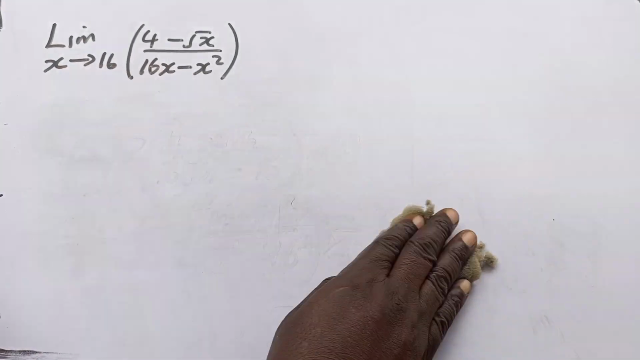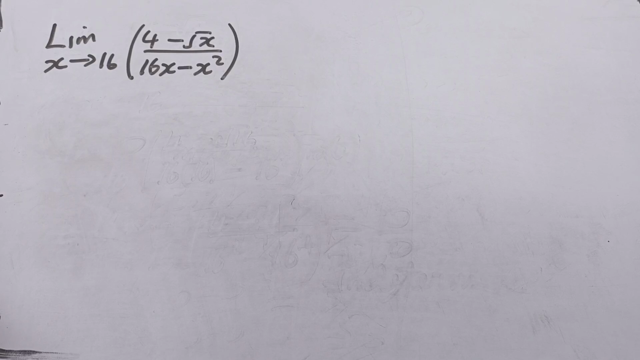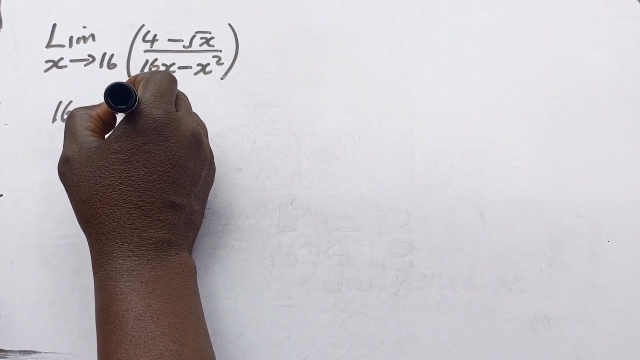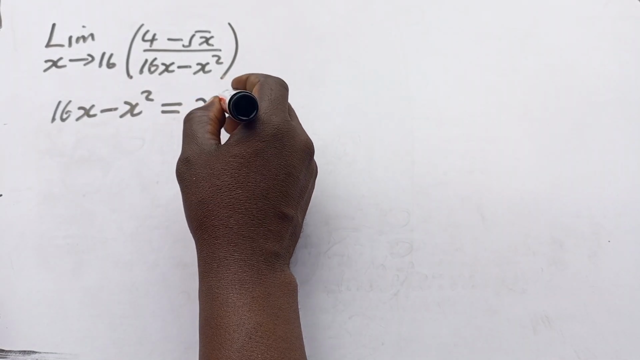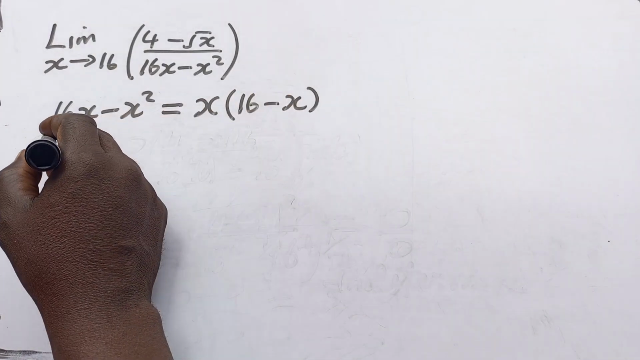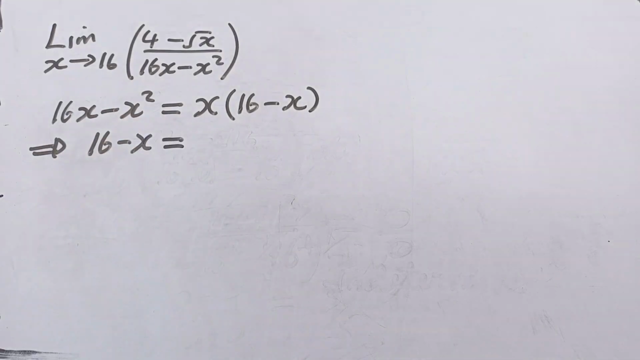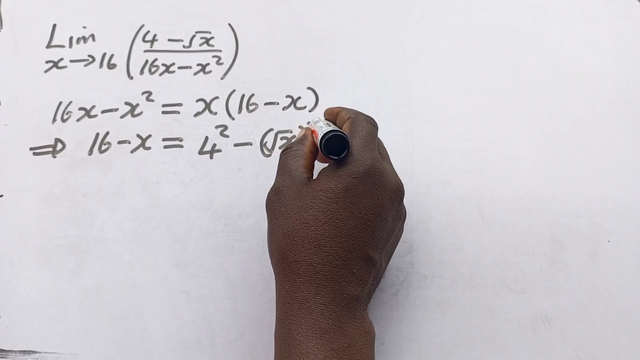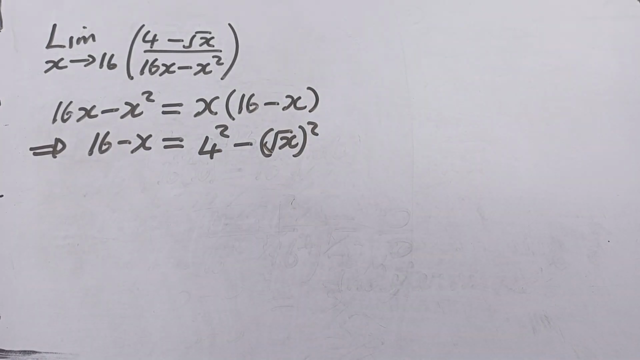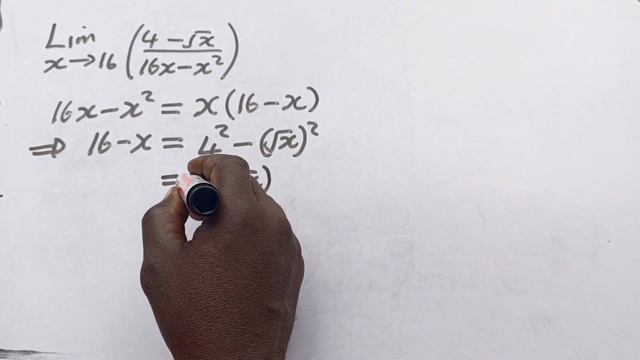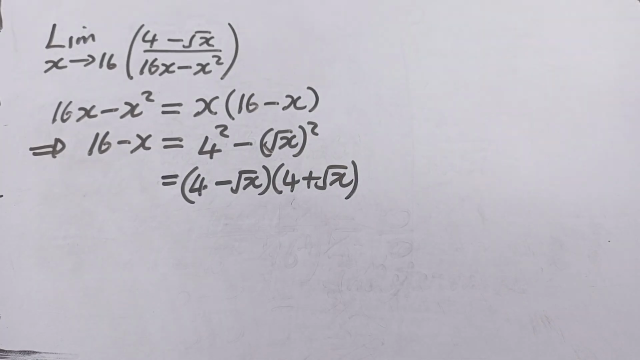So we are forced to evaluate this limit using either algebraic simplification or L'Hopital's rule, since we have indeterminate 0 over 0. Now, choosing the algebraic simplification, we see that this denominator, 16x minus x squared, can be factorized. Since x is common, it factorizes into x times (16 minus x). That's what we see at the denominator. And we also know that 16 minus x is actually a difference of two squares. Let's write it out. 16 is 4 squared, and x is the same as root x all squared. So if we apply the difference of squares identity, we write this as (4 minus root x) times (4 plus root x).